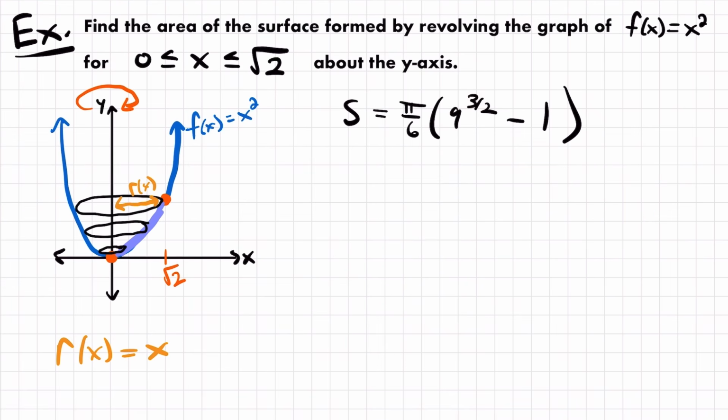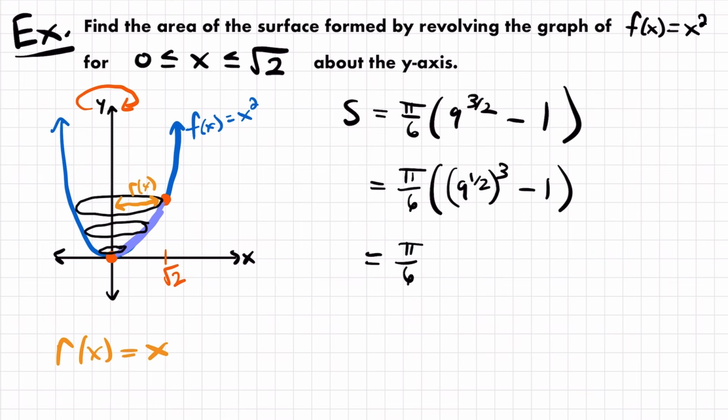All right, and so if I clean up my work again, we can actually simplify 9 to the 3/2 power, because that would be the same as taking the square root of 9 and then cubing it, right? We could rewrite this to be equal to pi divided by 6 times 9 to the 1/2 power cubed. If you multiply these exponents, you still have 3/2. So this is the same expression, and then we're still subtracting 1. And 9 to the 1/2 power, or the square root of 9, is equal to 3. And so this is equal to pi divided by 6 times 3 cubed minus 1.